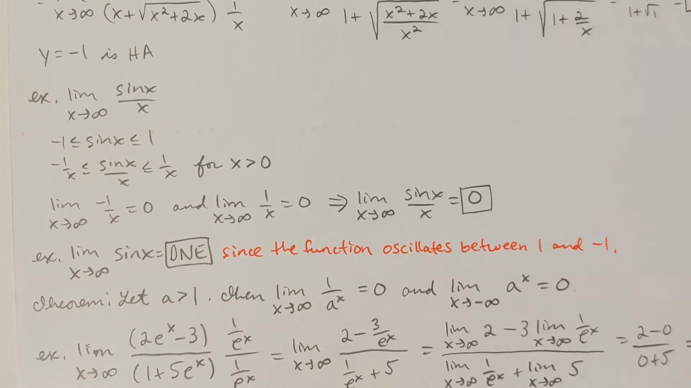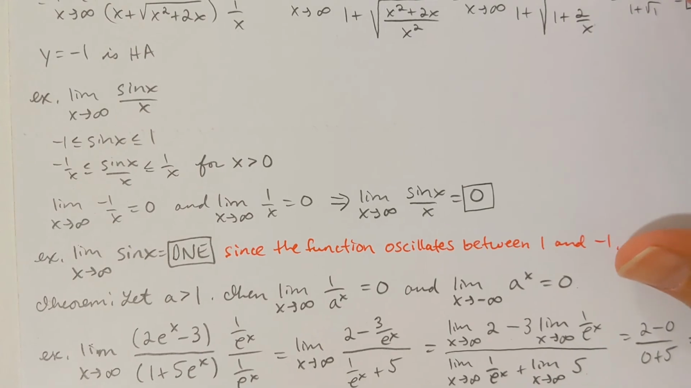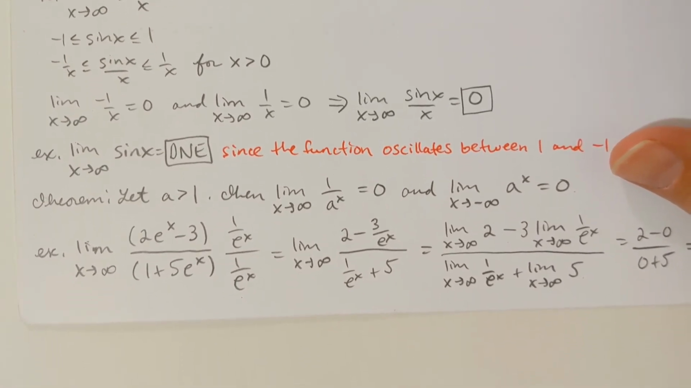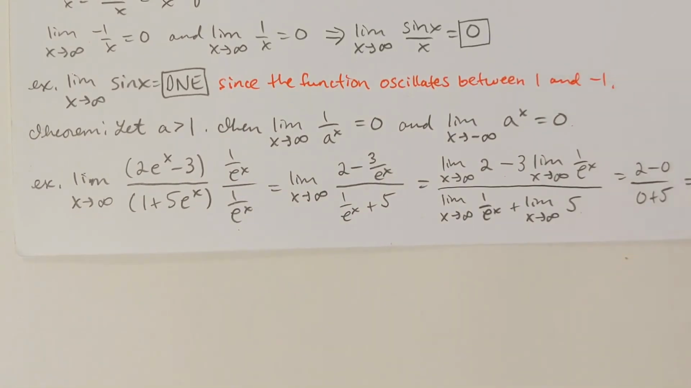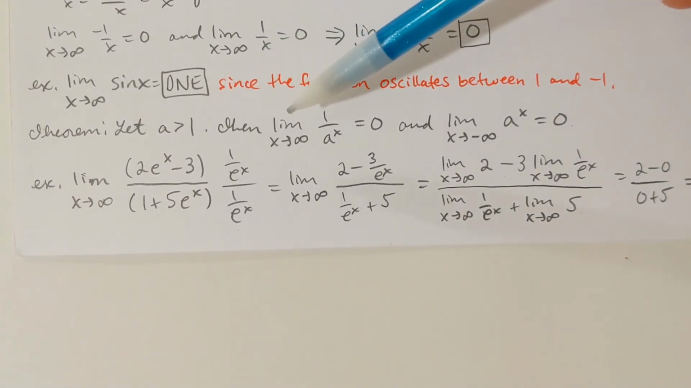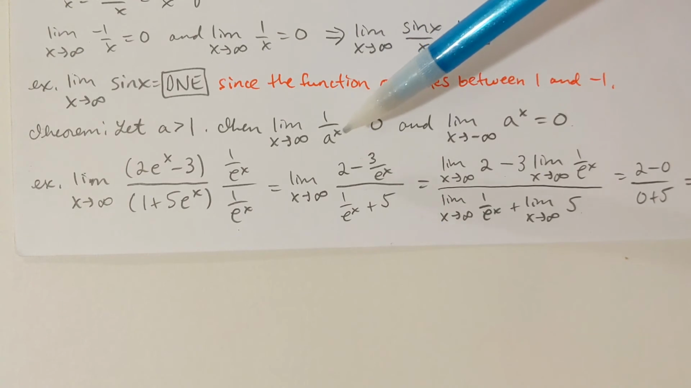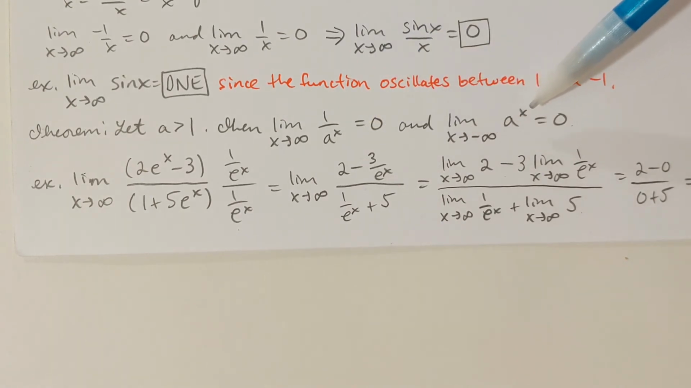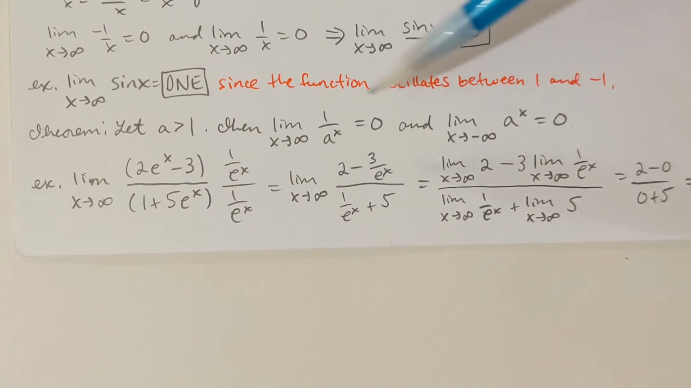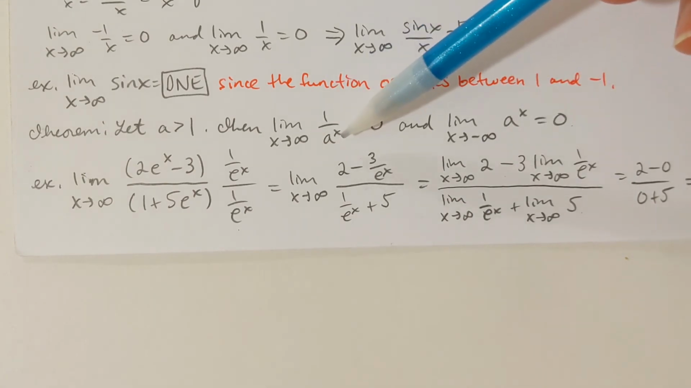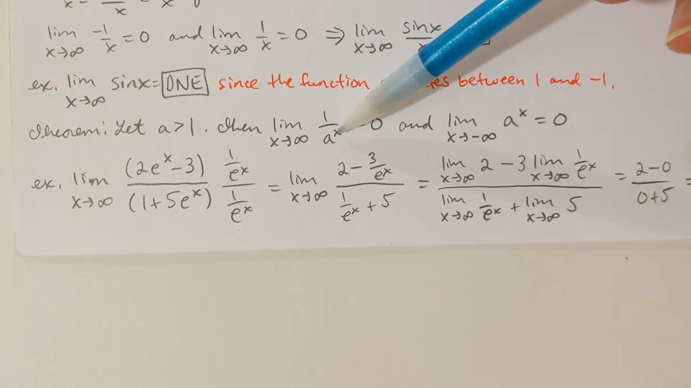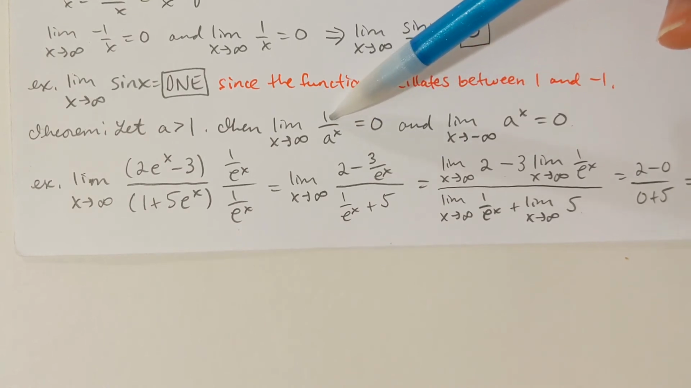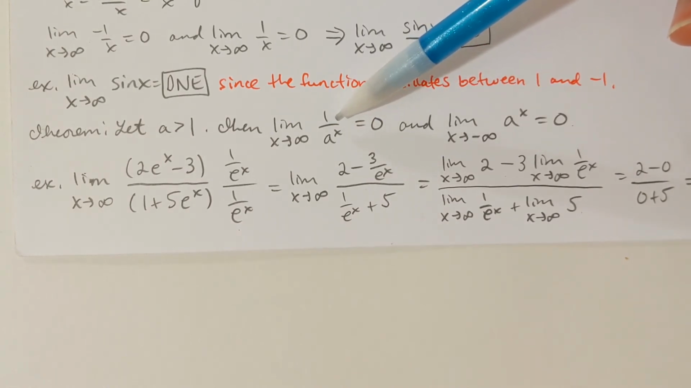Okay, here's an example of that. Let's take a look at, so here's a theorem next. Let a be greater than 1, okay, then the limit as x approaches infinity of 1 over a to the x, that's 0. The limit as x approaches negative infinity of a to the x, that is 0. So in this limit, the denominator is going to be growing without a bound, as the numerator just sits at 1, so the y values are going to be getting very minuscule, very close to 0.